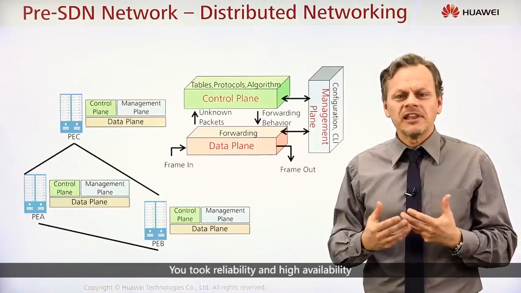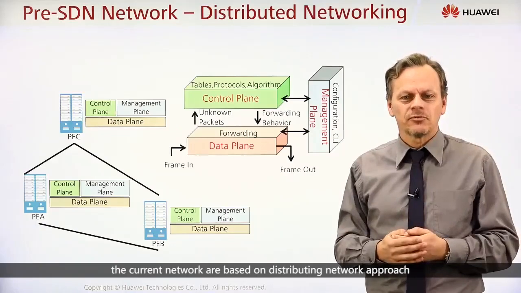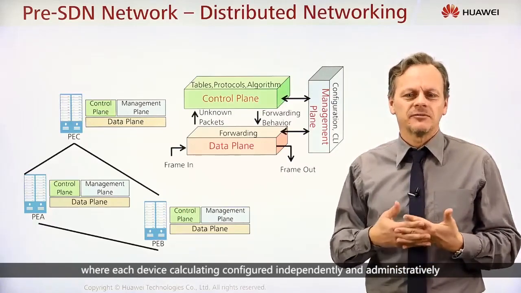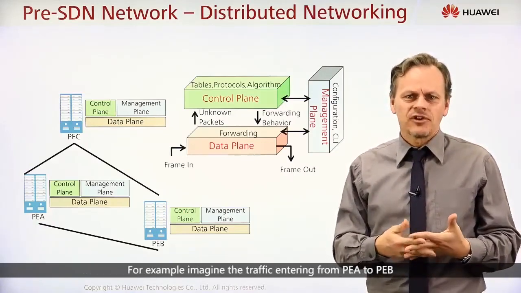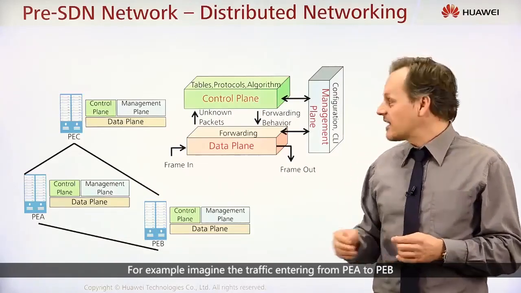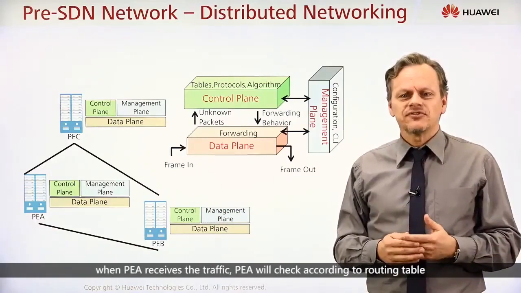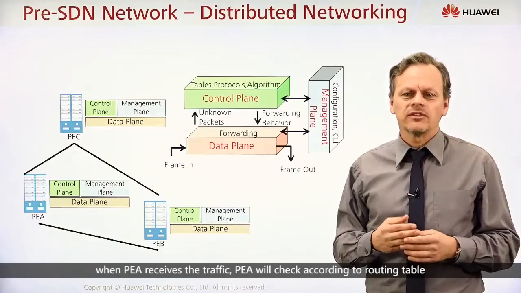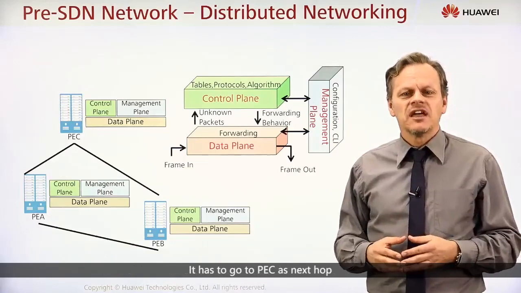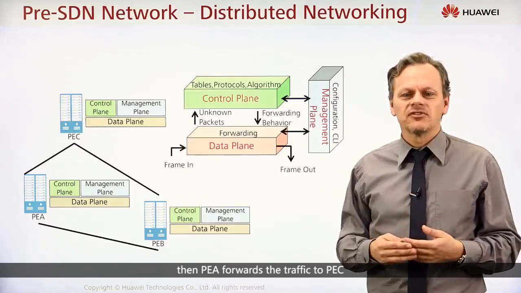Due to reliability and high availability, current networks are based on a distributed network approach, where each device calculates and is configured independently and administratively. For example, imagine traffic entering from provider edge A and exiting on provider edge B. When PEA receives the traffic, PEA will check according to its routing table. Based on the routing table, it decides that in order to reach PEB, it has to go through PEC as the next hop. Then PEA forwards the traffic to PEC.